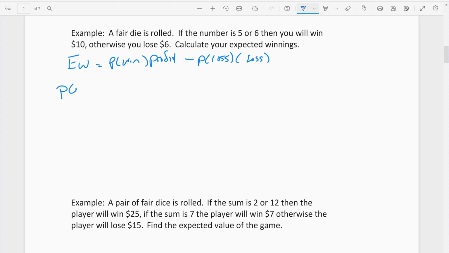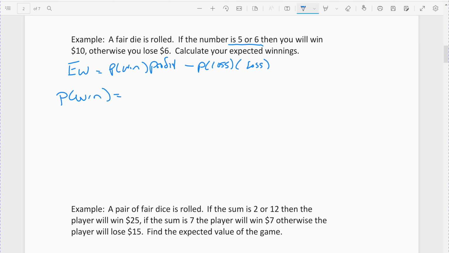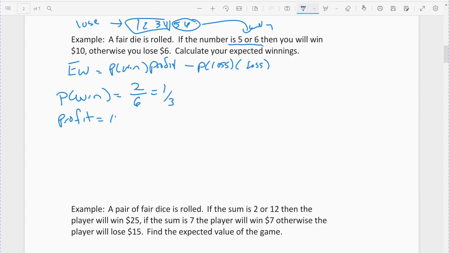All right, so the probability that you win, well, you win if you roll a 5 or a 6. Remember, rolling a fair dice, there are 6 numbers: you can roll 1, 2, 3, 4, 5, 6. 5 or 6 are the chance you win. So the probability you win, well, you have 2 chances out of 6, right? There are 6 things that you can roll, and 2 of them will give you a win. It's always a good idea to reduce it. That reduces to 1/3. Then if you do win, your profit's $10. You'll win $10.